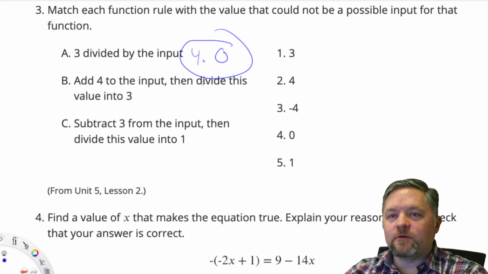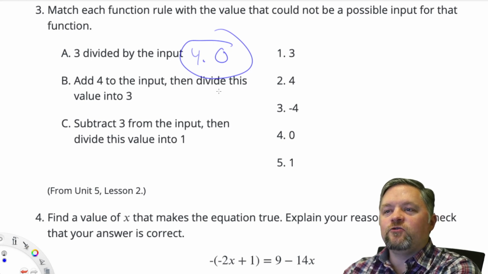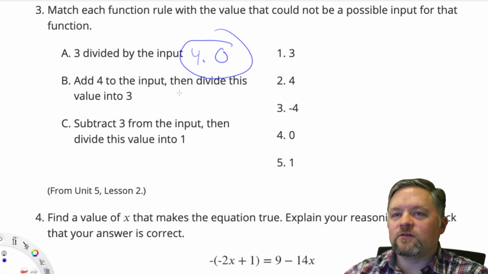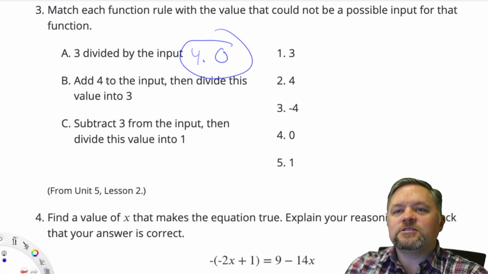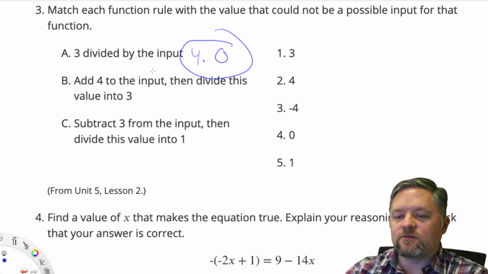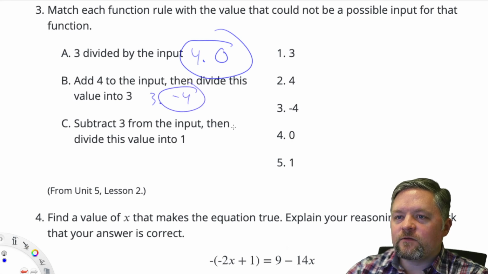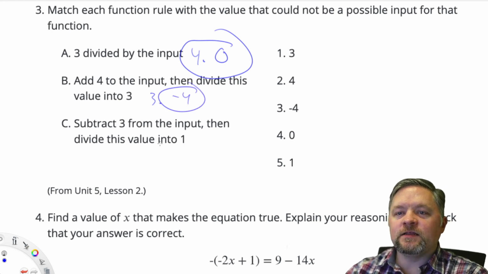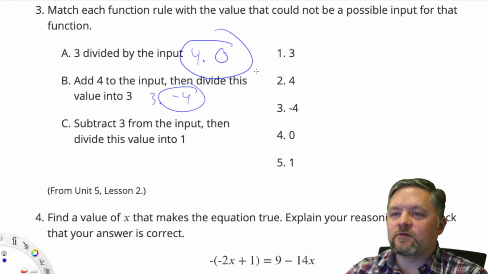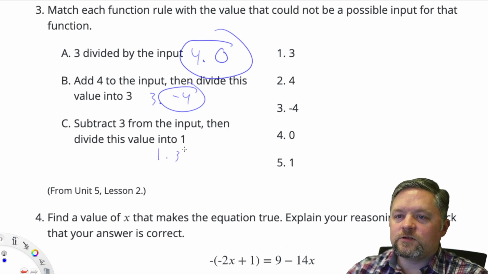B, add 4 to the input, then divide this value by 3. Add 4 to the input, then divide this value into 3. So, is there something that if you add 4 to would make 0 so that you can't divide by 0? What's negative 4? Because negative 4 plus 4 is 0. So that's 3, which is negative 4. Subtract 3 from the input and then divide this value into 1. What number can you not subtract 3 from and then get 0? Well, that's positive 3. 3 subtract 3 is 0, which is 3.